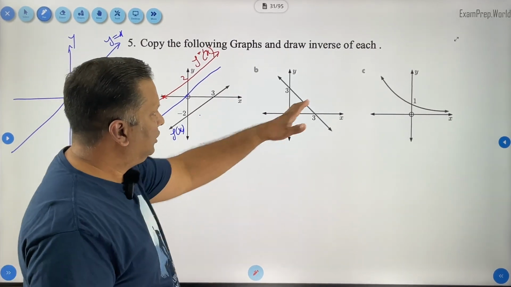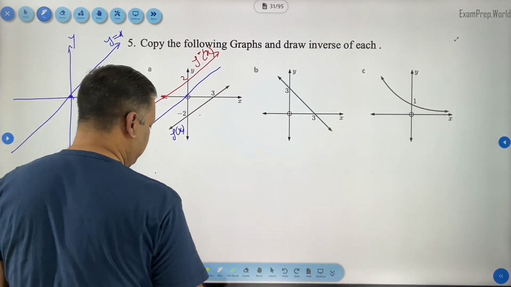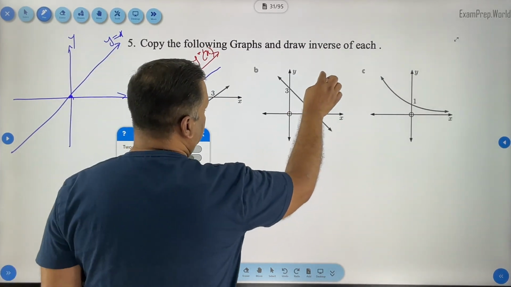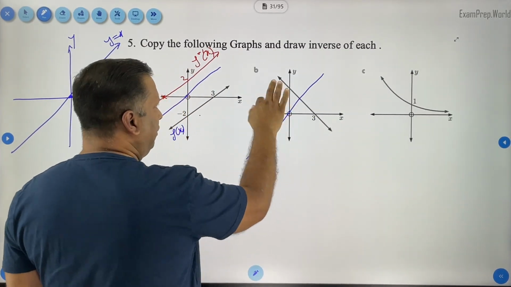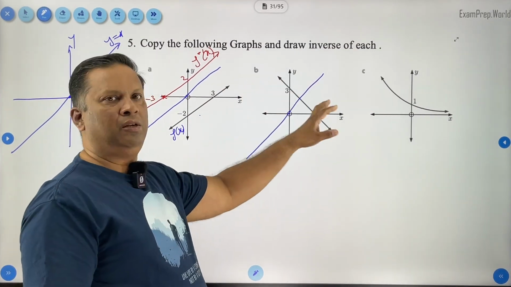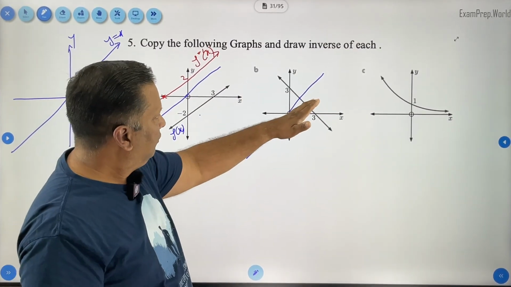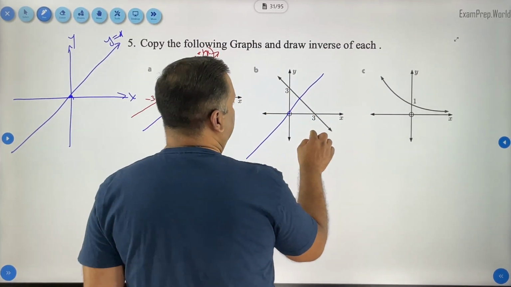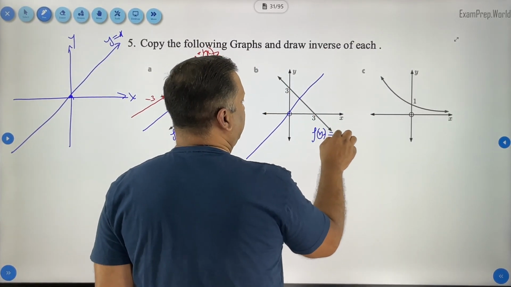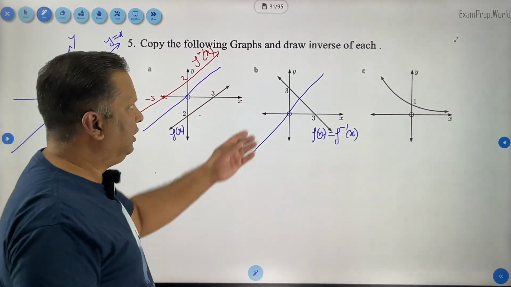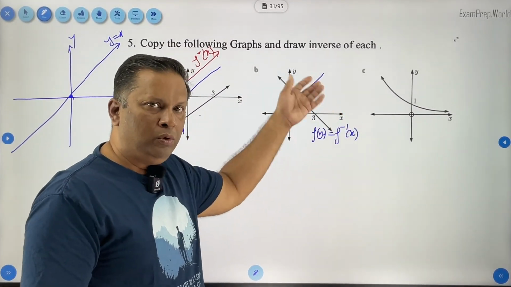Now reflection of this line, look at this one. So I am drawing the line. This line's reflection will be the same, right? So here f x and f inverse x are both one and the same, because you cannot reflect a line, this is its own reflection, isn't it? So here f of x is equal to f inverse of x. There is no other line, the same line is its own reflection.